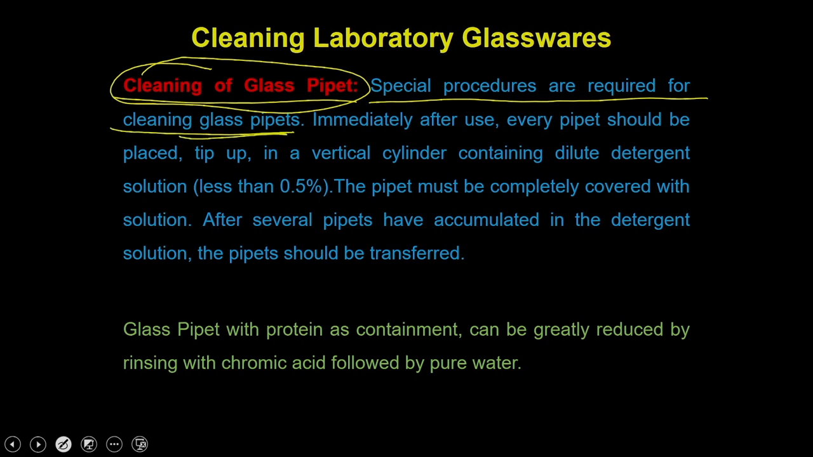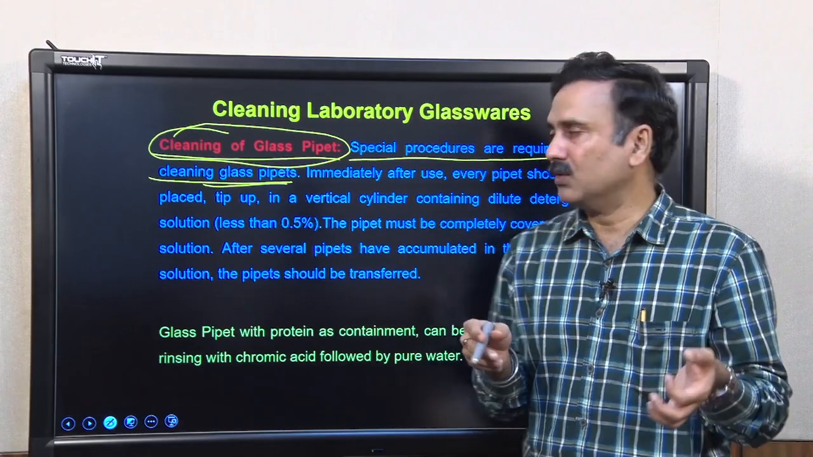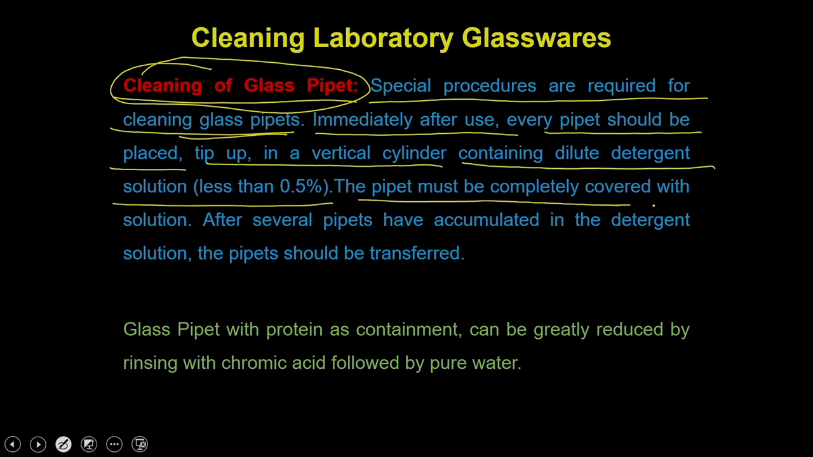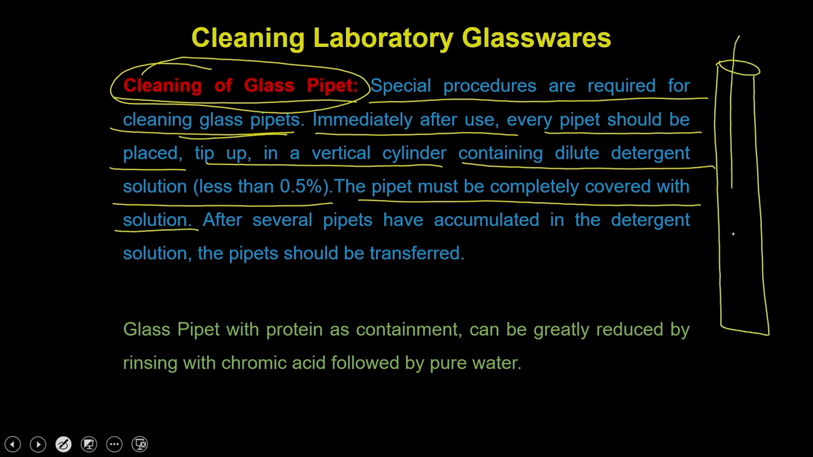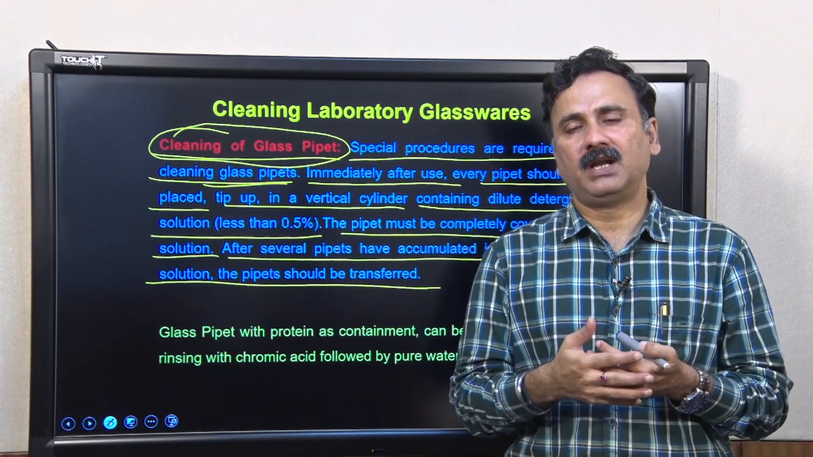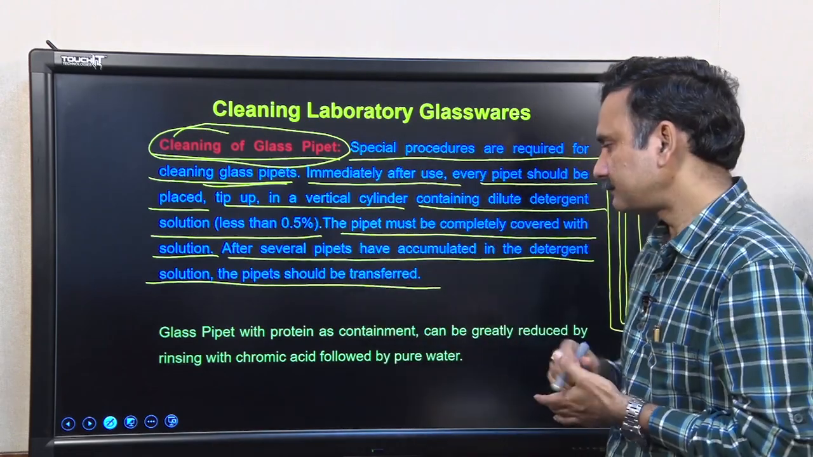As soon as you are done with the glass pipette, because the ends of glass pipettes are very narrow, immediately after use every pipette should be placed tip up in a vertical cylinder containing dilute detergent solution. The pipette must be completely covered with the solution. So as soon as you're done with the pipette, take a glass beaker and dip your glass pipette, tip down. After several pipettes have accumulated in the detergent solution, the pipettes should be transferred, and then you can use a pipette washer to clean them.